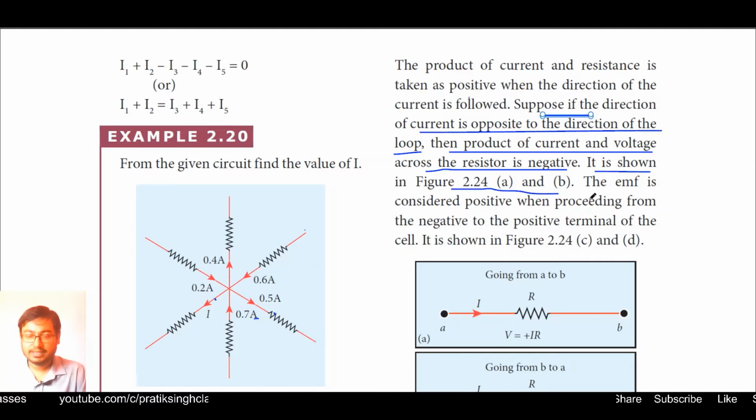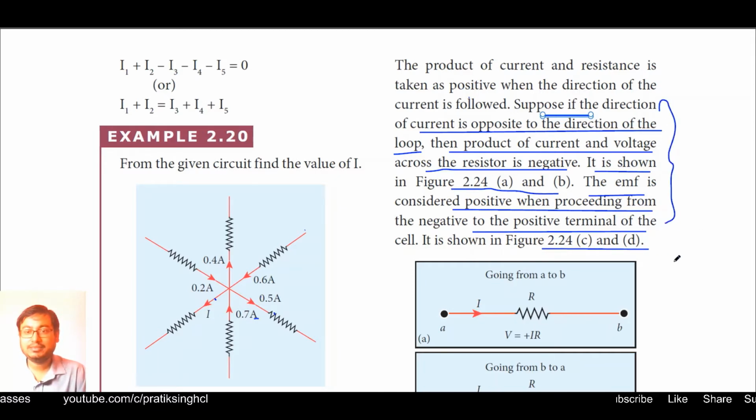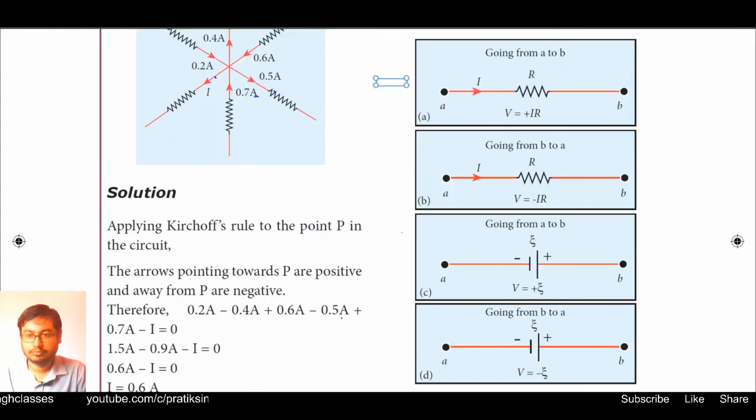Again, we will discuss this later. Again, the EMF is considered positive when proceeding from the negative to positive terminal of the cell, as shown in figure 2.24c and e. So let us try to understand this with the help of these four figures 2.24. Alright, so going through these four figures one by one.